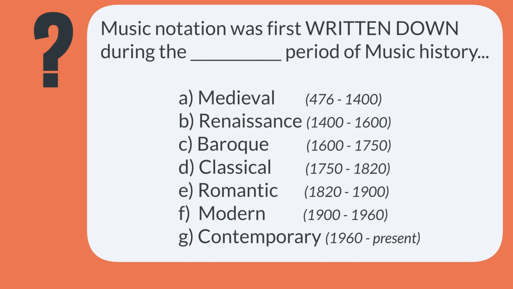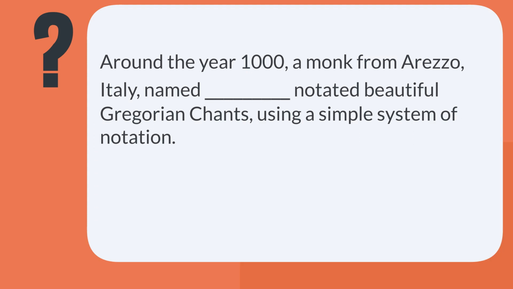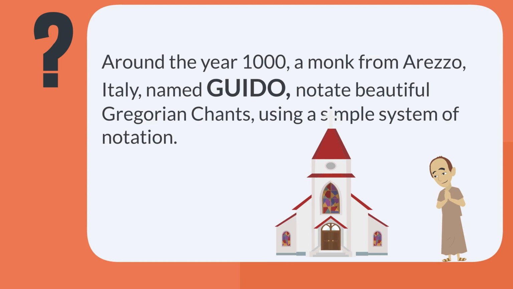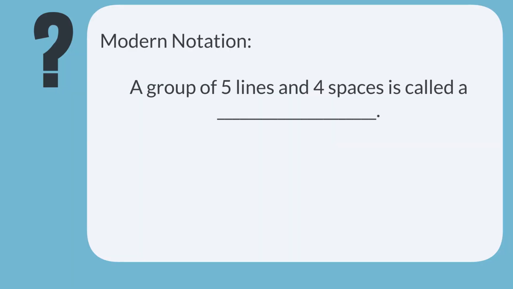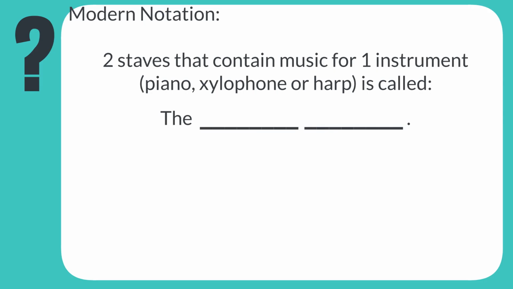Music notation was first written down during the blank period of music history. Medieval. Around the year 1000, a monk from Arezzo, Italy, named blank, notated beautiful Gregorian chants using a simple system of notation. Guido. A group of 5 lines and 4 spaces is called a staff.